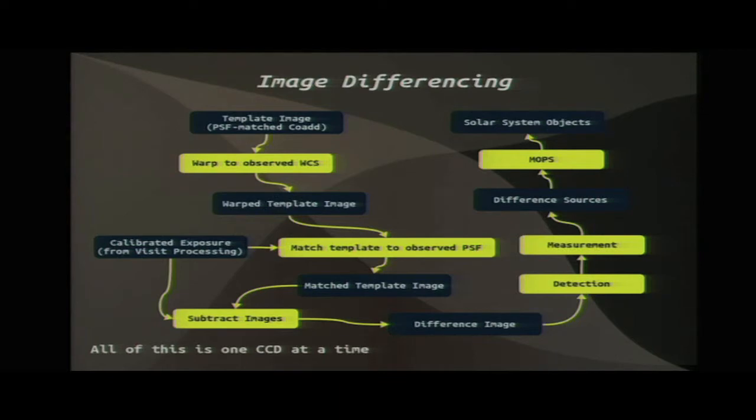And we also have this thing called MOPS, which associates different sources, especially the trailed ones, into solar system objects. So as we return back to the same part of the sky in a relatively short amount of time, the asteroids move from here to here. And we say, oh, these two things are actually the same object.